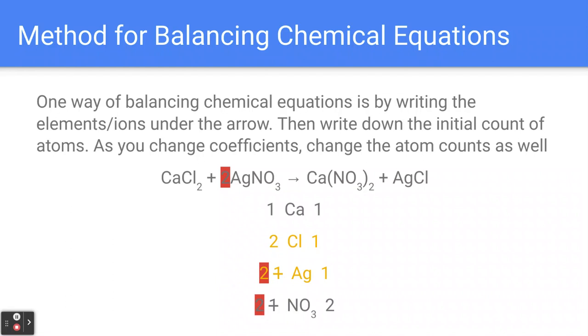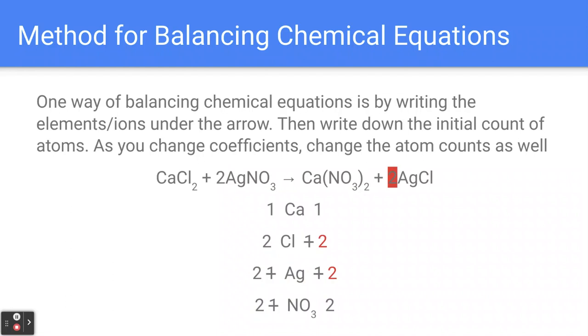But when I did that, that also changed my silver to now have 2. By putting that 2 there, I got 2 nitrates, but I also got 2 silvers from that. And so I now have 2 silvers compared to the other side just has 1. So my silver is now unbalanced. My chloride remains unbalanced. So to try to balance those out, I'm going to put 2 in front of silver chloride.